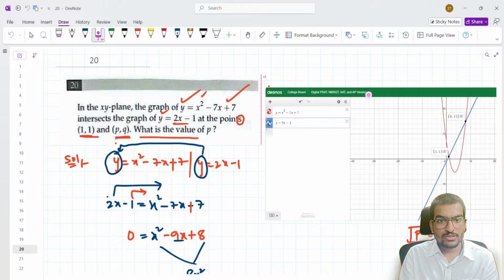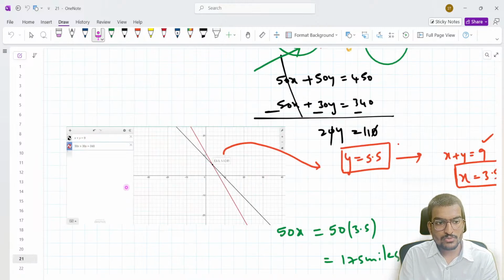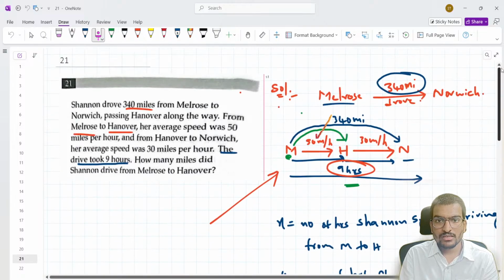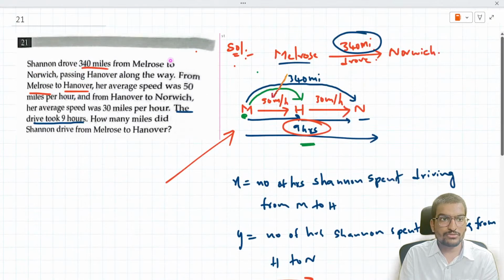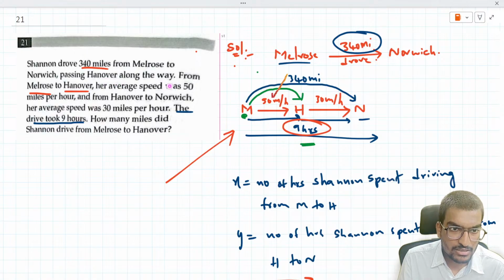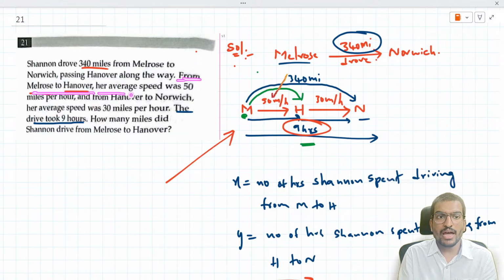So now question 20, we just did it. Question 22, in a similar way. You see here it's a word problem. Let me tell you what we need to do. Shannon drove 340 miles from Melrose to Norwich, passing Hanover along the way. From Melrose to Hanover, her average speed was 50 miles per hour. And from Hanover to Norwich, her average speed was 30 miles per hour. The drive took 9 hours. How many miles did Shannon drive from Melrose to Hanover?